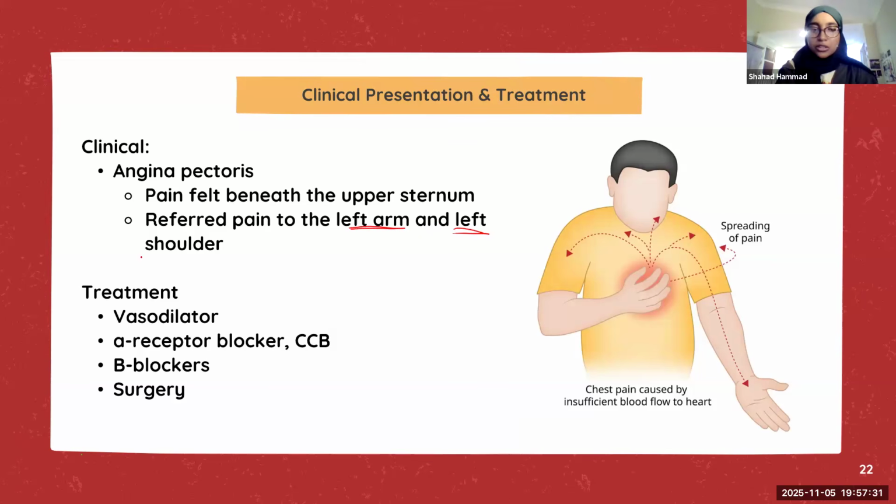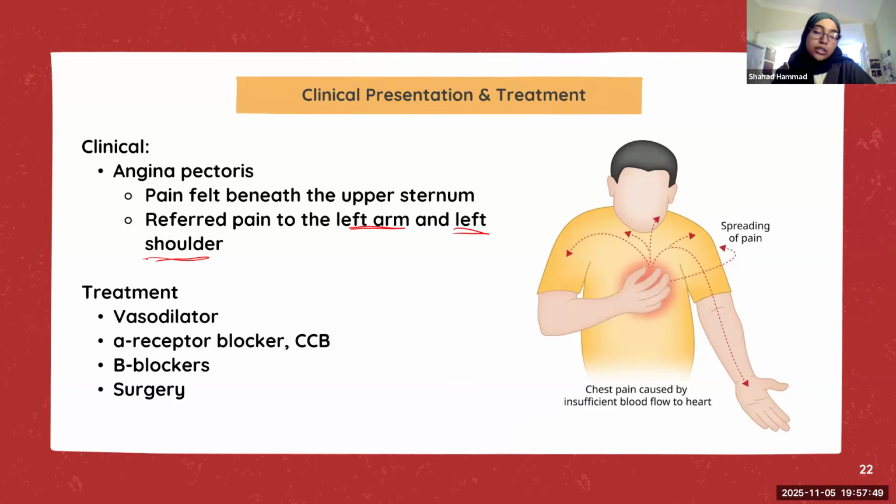You guys might have heard this presentation in a lot of other places. It's a very common and well-known presentation. So if you suspect coronary artery disease, you're suspecting pain in the upper sternum, referred to the left arm and left shoulder. Okay? For the treatment, we have a bunch of drugs.